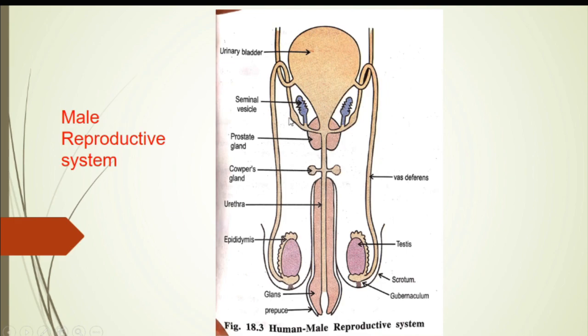So this is the vas deferens. From here onward the next part is the ejaculatory duct. Our vas deferens ends over here. Up to here there is a vas deferens. So this is about the vas deferens. We will see the next figure.